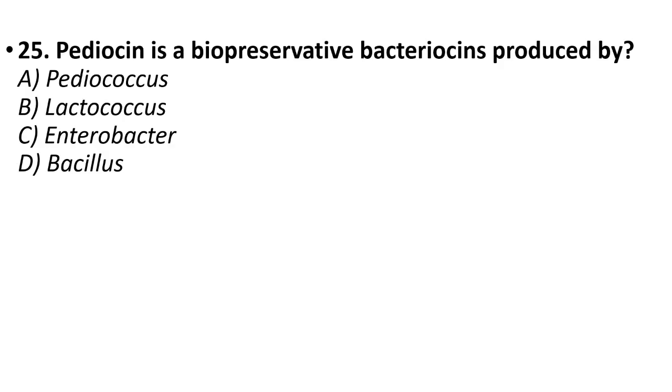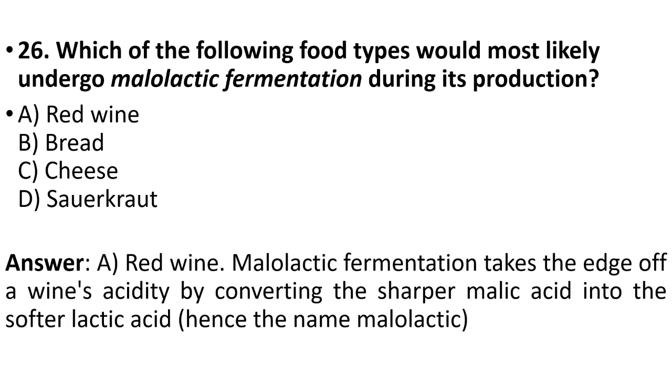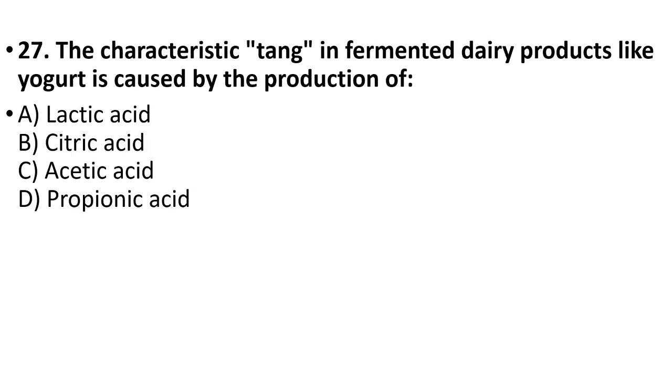25. Pediocin is a biopreservative bacteriocin produced by Pediococcus, Lactococcus, Enterobacter, Bacillus. Your answer is option A, Pediococcus. 26. Which of the following food types would most likely undergo malolactic fermentation during its production? Red wine, bread, cheese, sauerkraut. Your answer is option A, red wine. Malolactic fermentation takes the edge off a wine's acidity by converting the sharper malic acid into softer lactic acid. Hence the name malolactic fermentation.